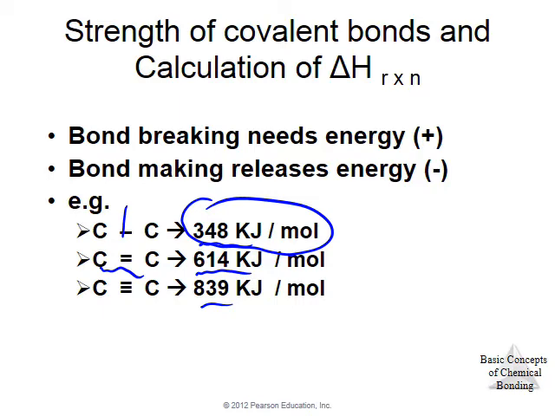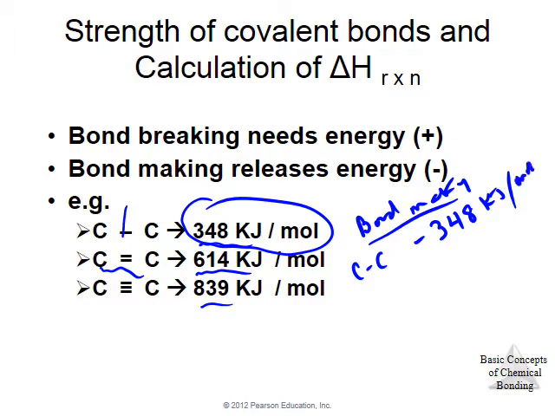So for bond making, let me write down here, bond making, it will be just the opposite of bond breaking. The book gives all the bond breaking energies, and that's how they're tabulated. So for bond making, if it's a carbon-carbon single bond, bond making energy is going to be minus 348 kilojoule per mole. So make sure you understand this.